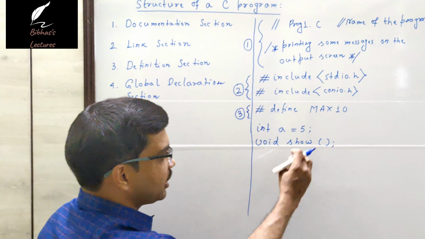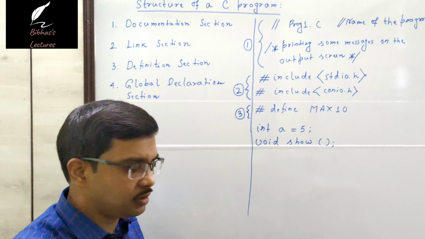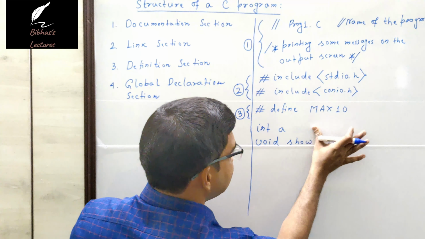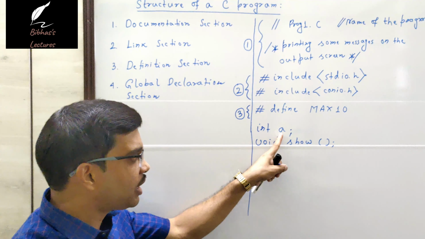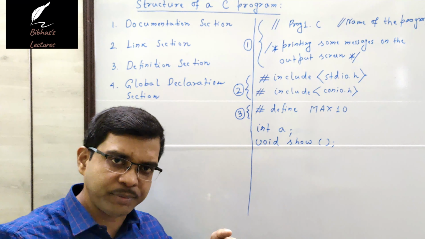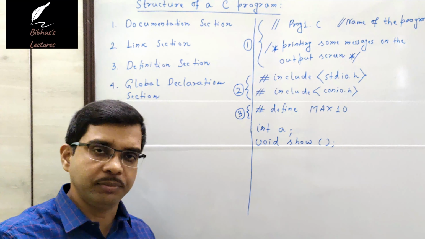Without initializing, you can even only declare the variable. You can declare it like this, int a, and later on you can assign the value. So we have declared an integer variable. That means a is capable of storing an integer value, a whole number.